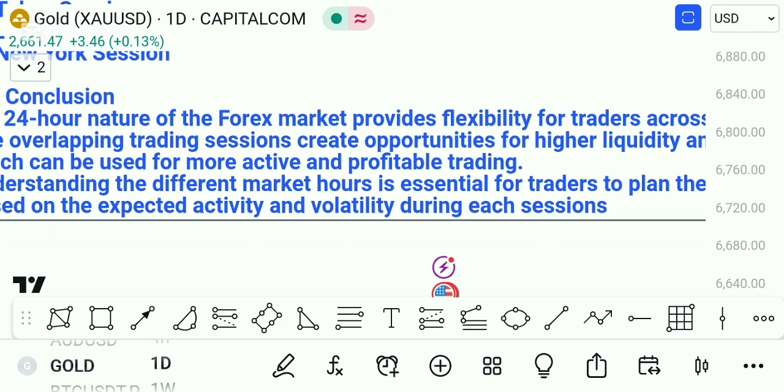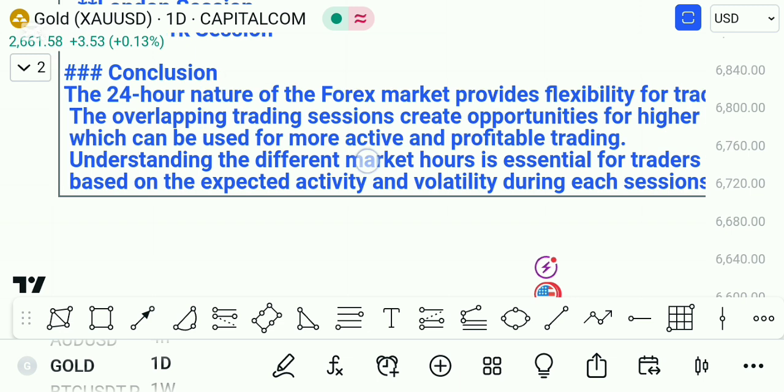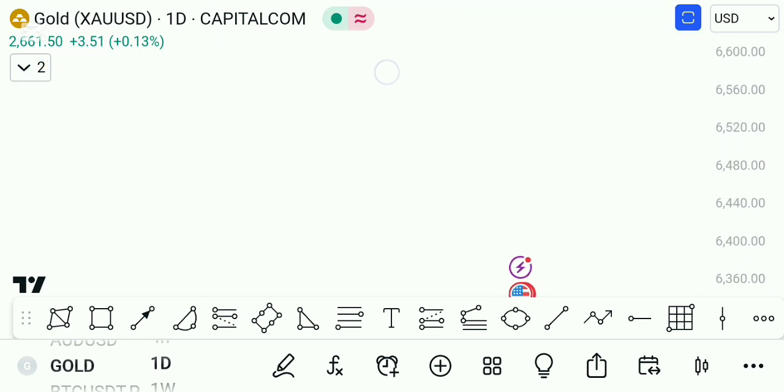You see why trading hours are not useless. You need to know at what time you need to trade. What time is convenient for you? What time do you master that you want to start trading? Okay, it's based on expected activities and volatility during these sessions, guys.